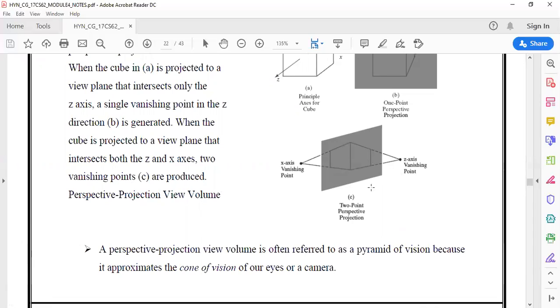So at the bottom side of a triangle, if you are projecting, you will get one vanishing point. At one side of the triangle, you will get one more vanishing point. At this side of the triangle, you will get one more vanishing point. That means for a triangle, how many vanishing points are there? There are 3 vanishing points.